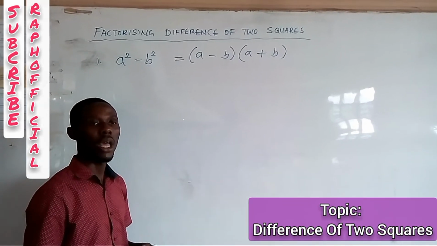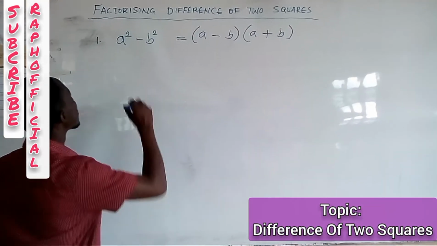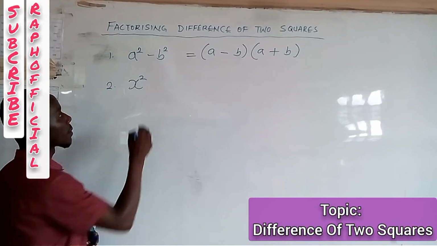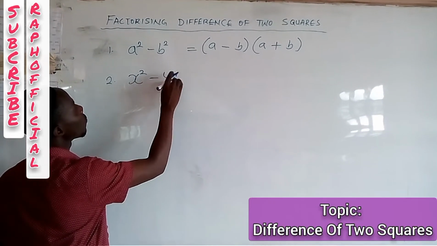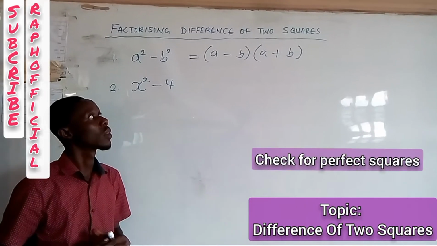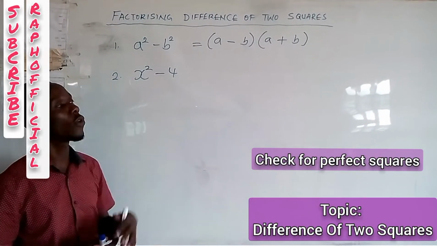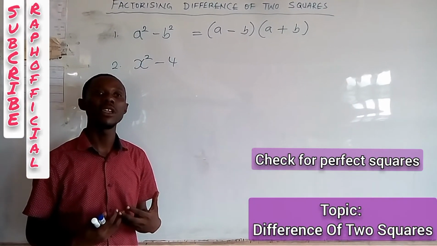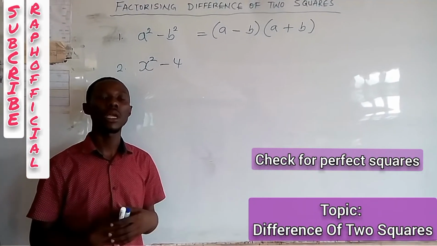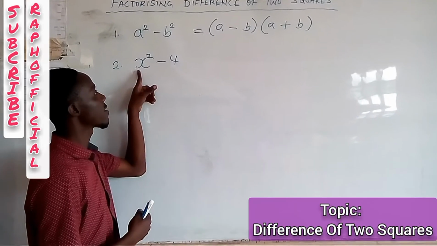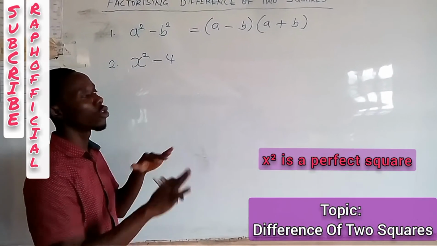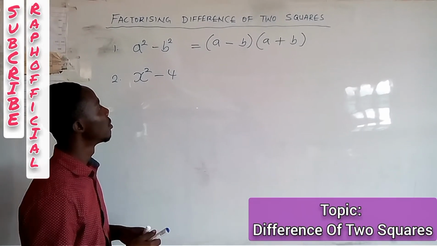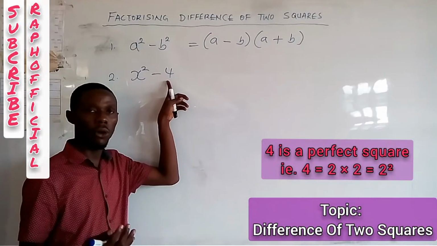Now let's move on to example 2. We have x squared minus 4. X squared minus 4. Let's check. Before you do anything, check whether you can see a perfect square in there. Now, for the x, it is exponent 2, so no problem. Let's go to the other one, 4.